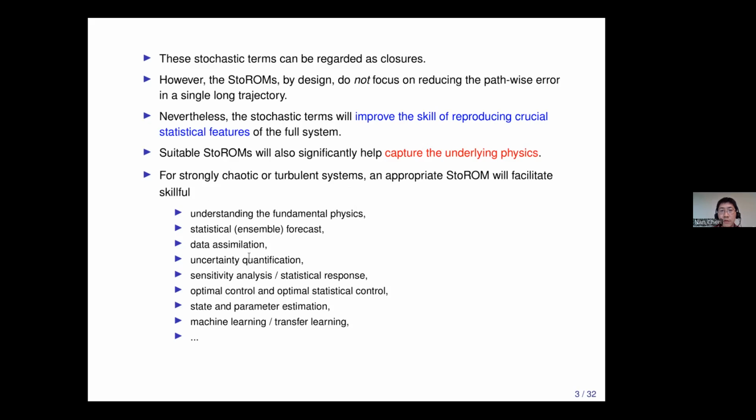They are extremely useful for data assimilation, uncertainty quantification, and they can also be used to study sensitivity analysis or the statistical response if you have a turbulent system. And they will also be useful for optimal control, especially optimal statistical control when you try to control the moments. They can also be helpful for parameter estimation, state estimation, and even if you have a good model, you can use the model to generate a long trajectory, so you can train your neural network, and then you use the short observation data for transfer learning. So there are tons of applications of these stochastic reduced models.